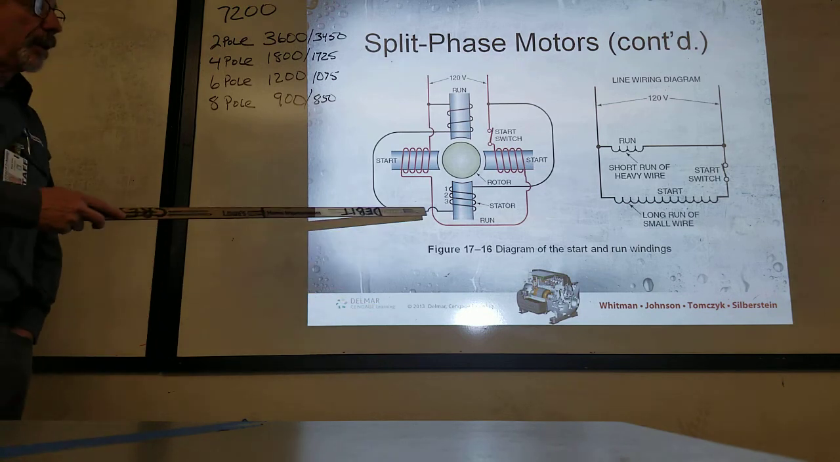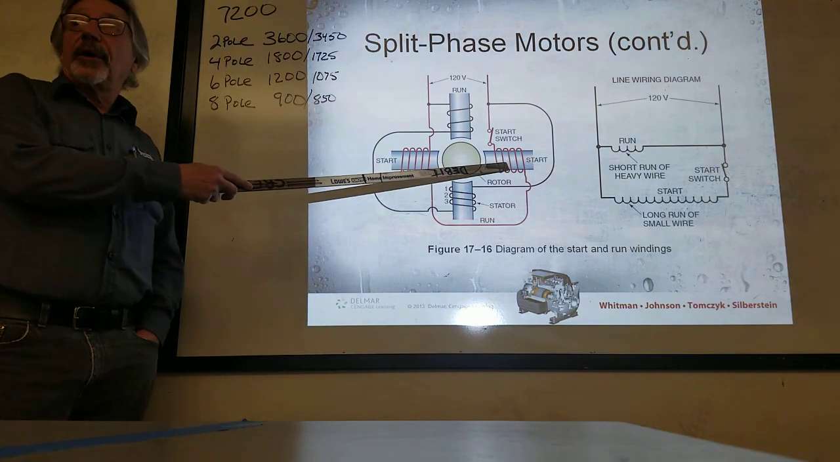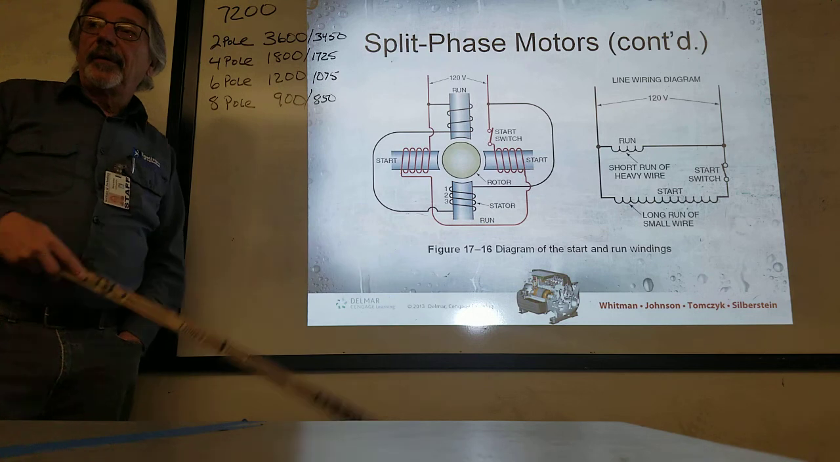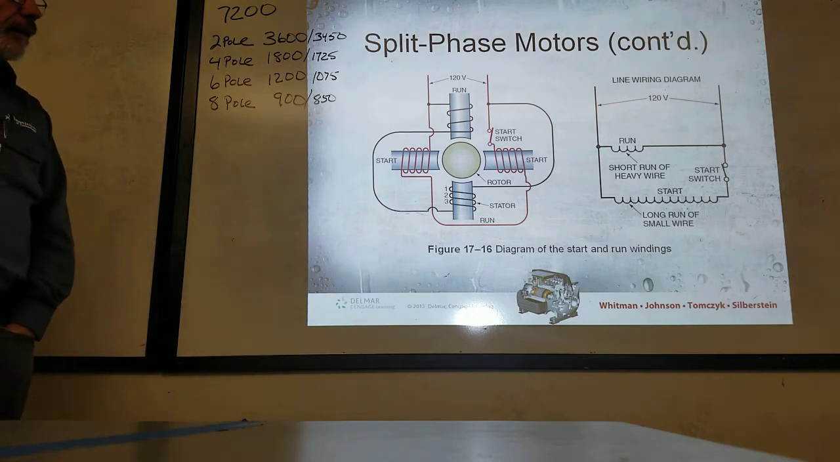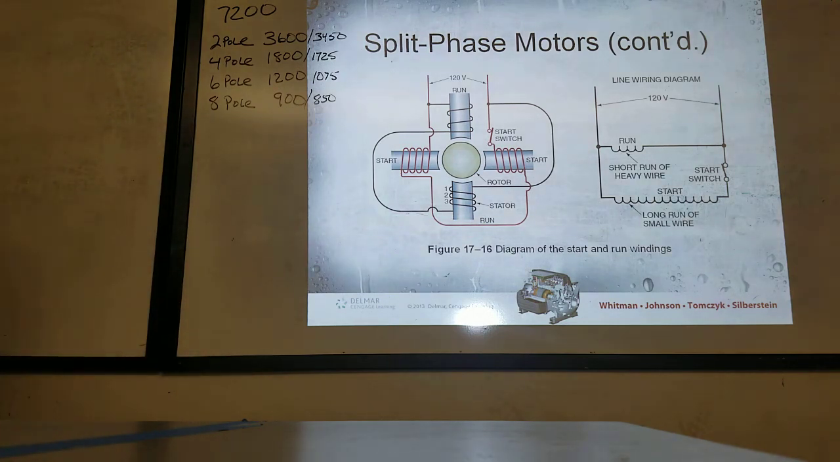Because each pole has a run winding and a start winding. Red with the red and black with the black. And we got a motor back there we can look at. We can actually count the poles, so we'll be able to do all that.